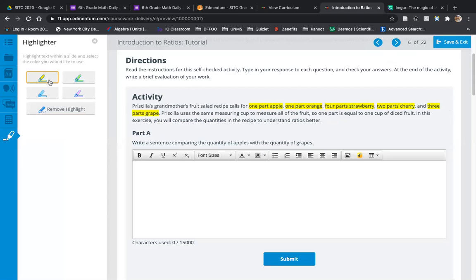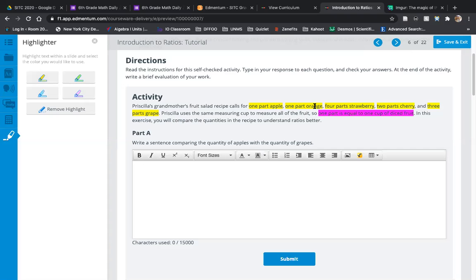What's 1 part orange? What does this even mean, right? But that's why we'll have to read the whole thing. It says Priscilla uses the same measuring cup to measure all of the fruit. So 1 part is equal to 1 cup of diced fruit, right? So that's what that means. When it says 1 part apple, that means you're taking up some apples, you're chopping them up until you have 1 cup of apples.